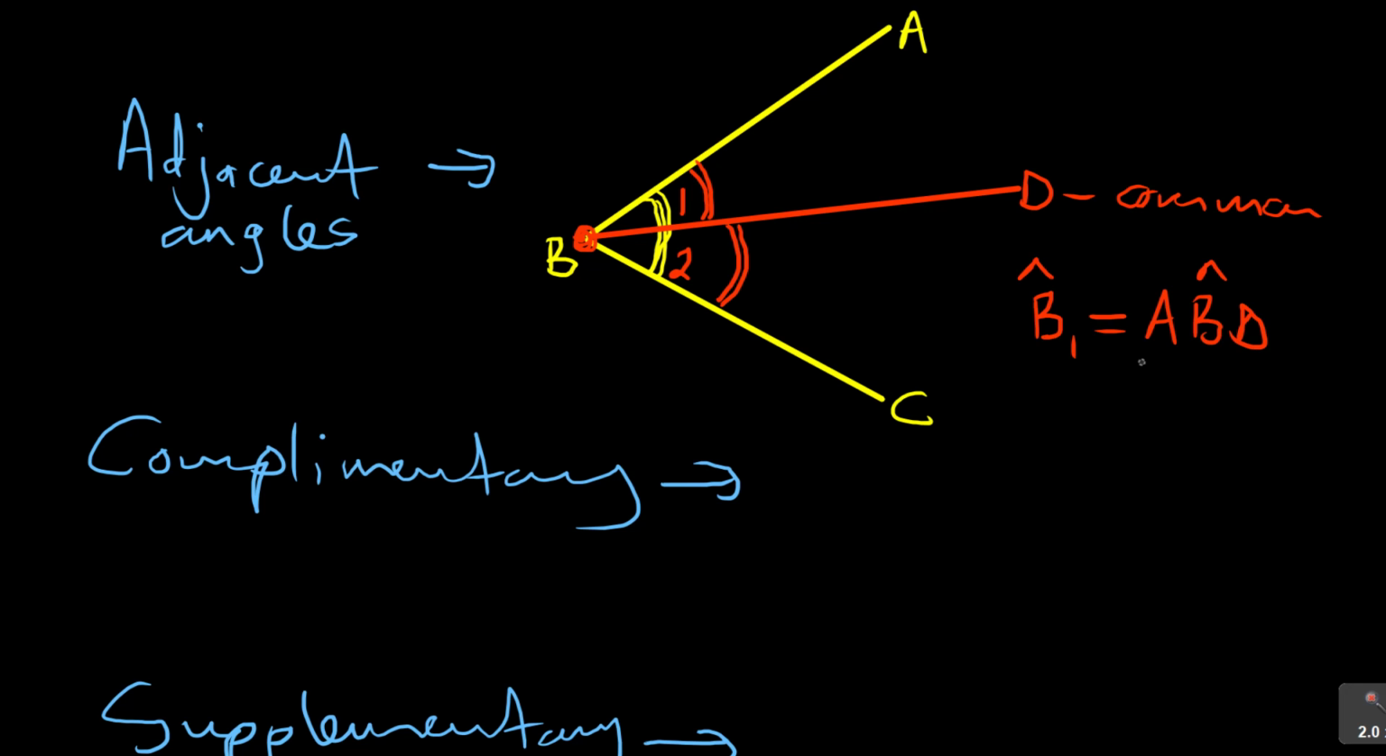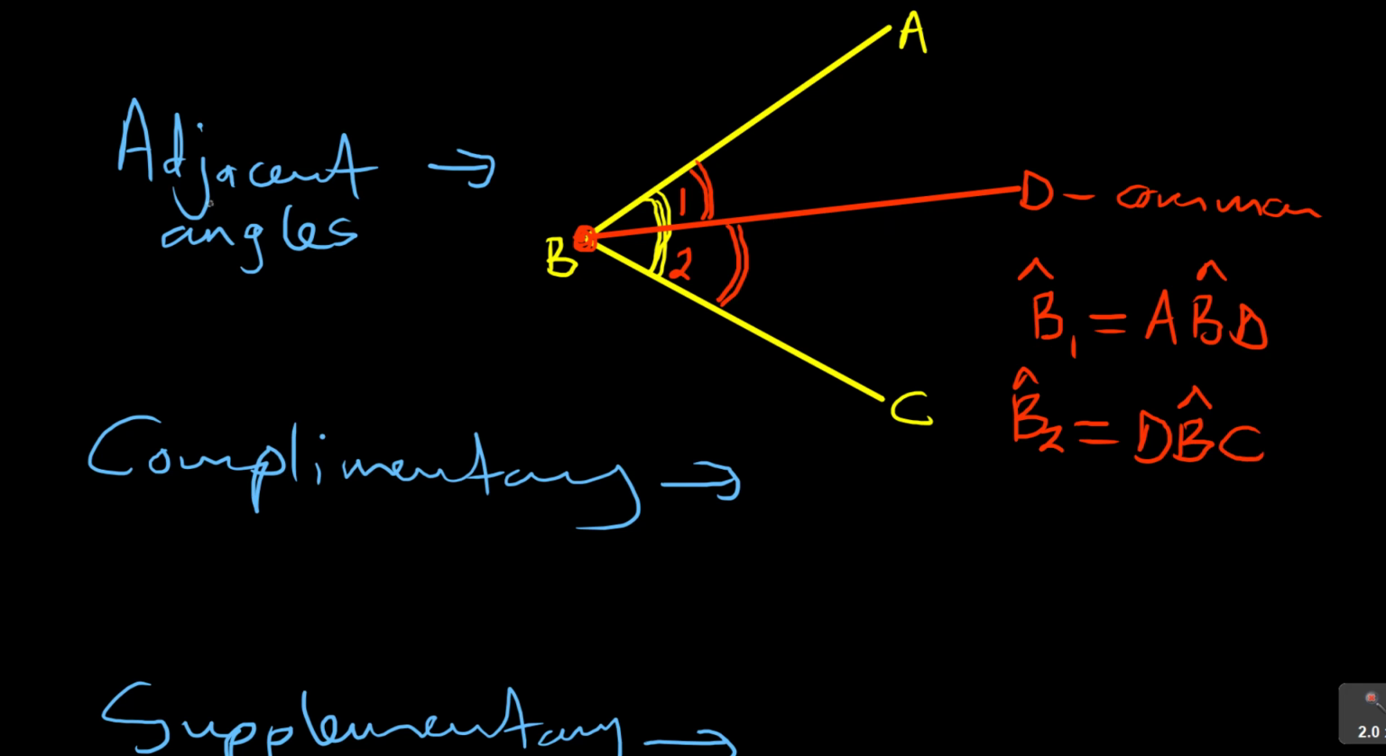So that angle B1 is the same as saying A, B, and D. Now look at the difference. B1 is the same as A, B, D. What about B2? Now B2 is the same as saying you start from D, you move to the common point B, put a cap, and then you go to C. That is now B2. So there are different ways you can label it.